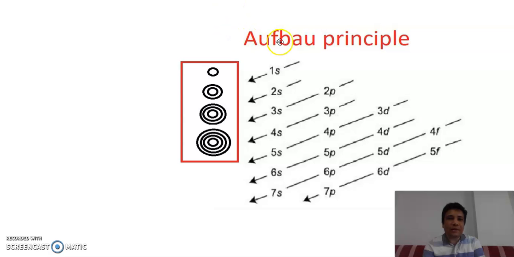To write the electronic configuration, we have to know the orbit and orbital. Orbit means shell, so this is the first orbit, this is the second orbit, third orbit, fourth orbit, and s, p, d, f, those are orbitals. So in the first shell, there is only one orbital, that is s, and the s orbital contains 2 electrons.